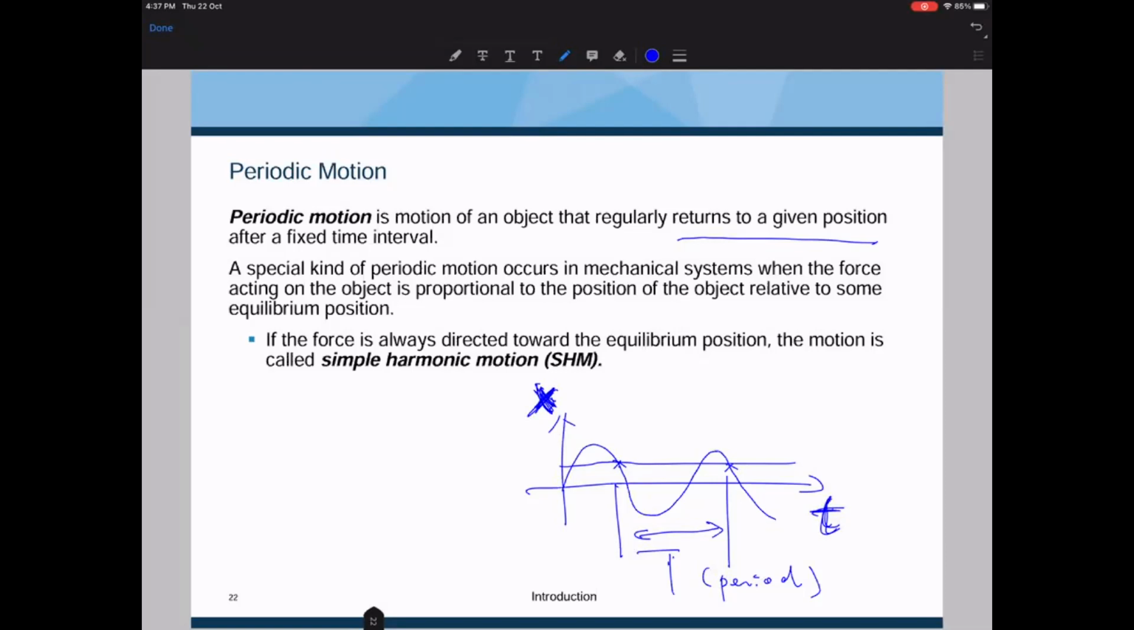So this periodic motion must be returning to the given position, and it would happen over fixed time intervals. That is why it is periodic, because after certain time, it will come back and keeps going forever and ever. So that is why it is periodic.